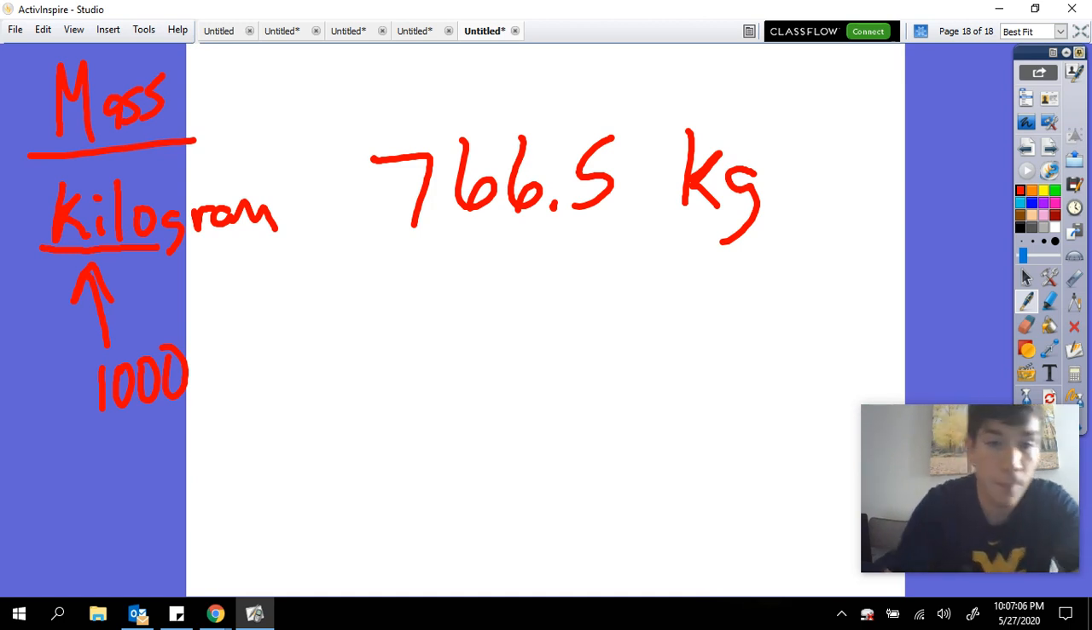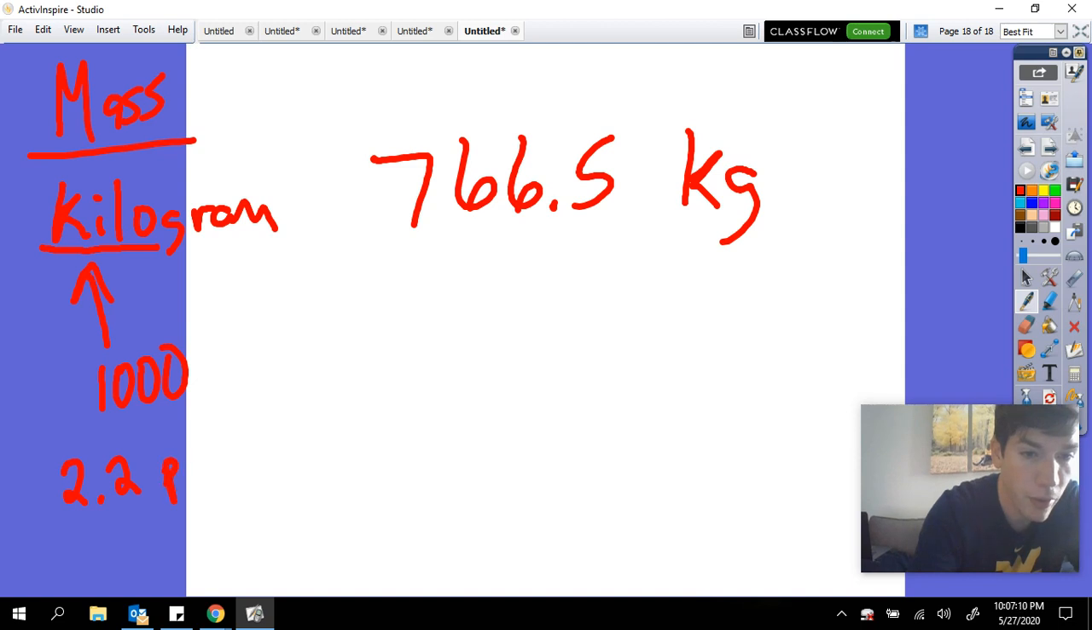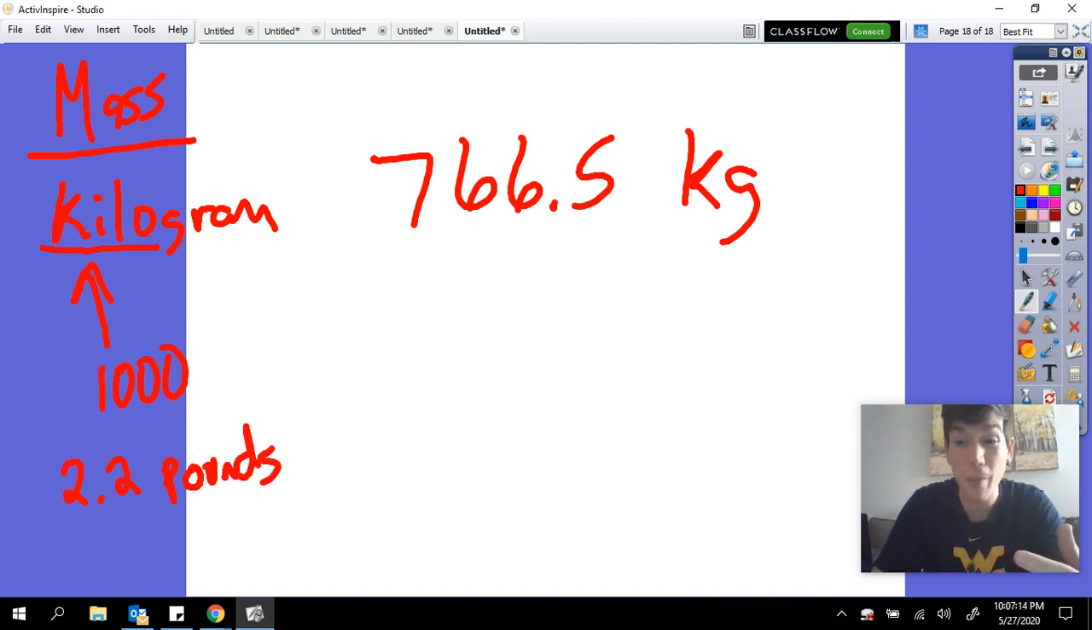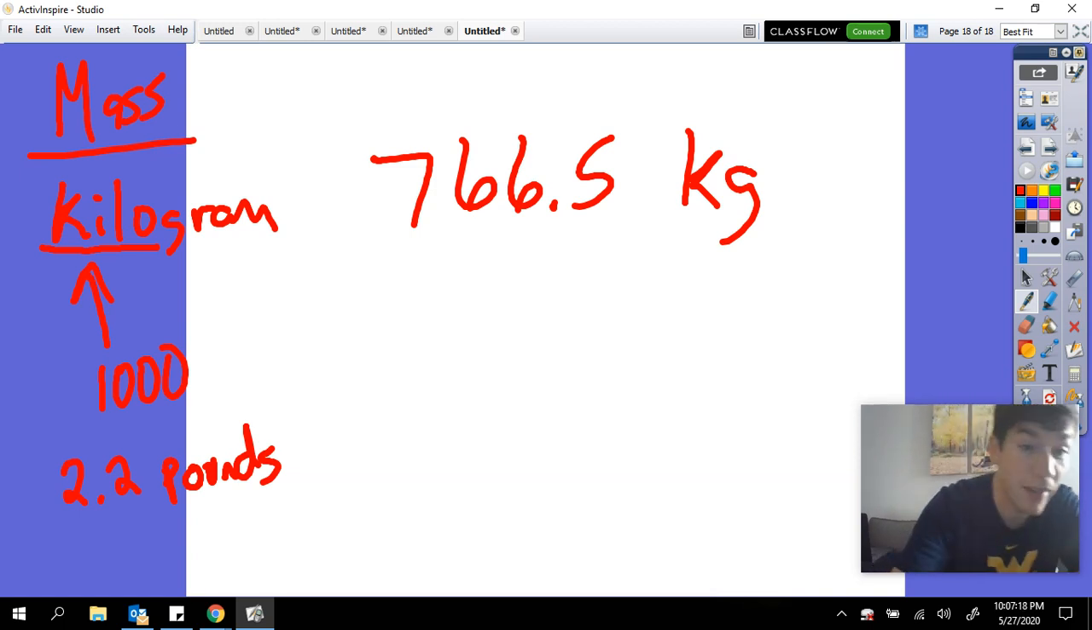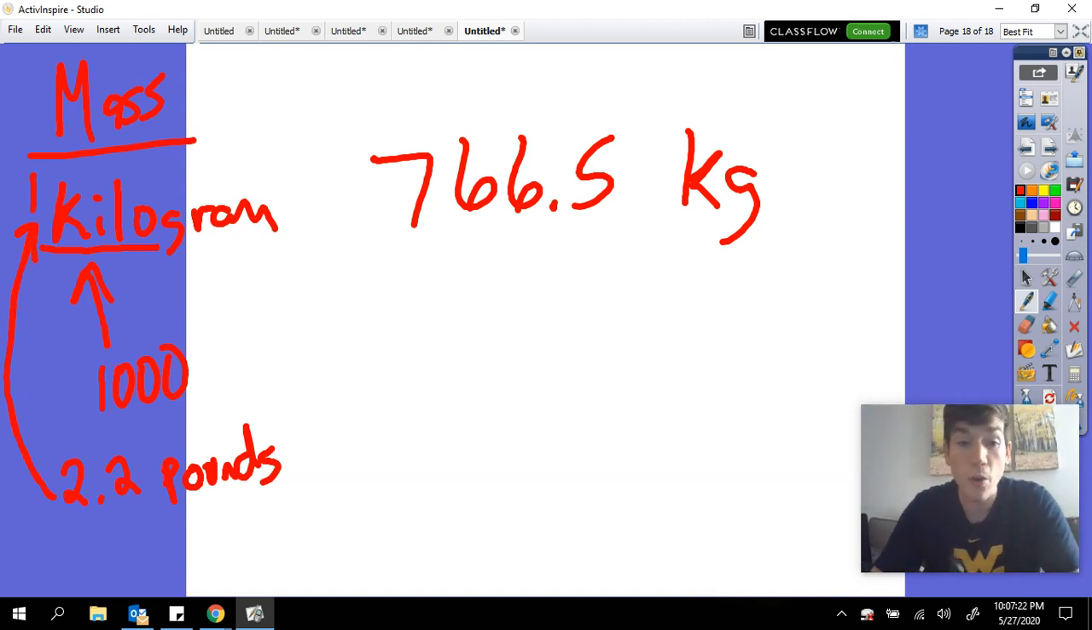A kilogram is about 2.2 pounds. So a kilogram is bigger than a pound. It's a little more than 2 pounds. 2.2 pounds would be the same as 1 kilogram. So we know about the size of the kilogram.